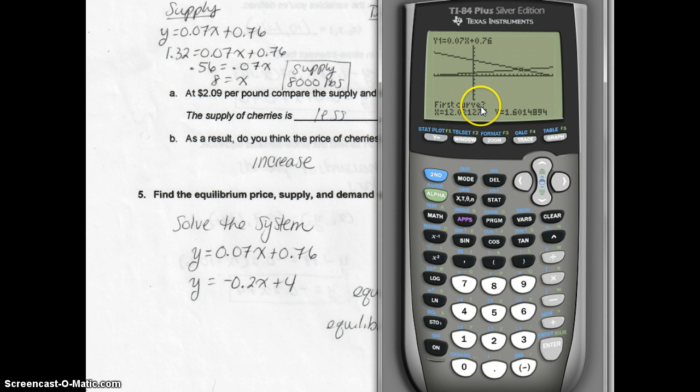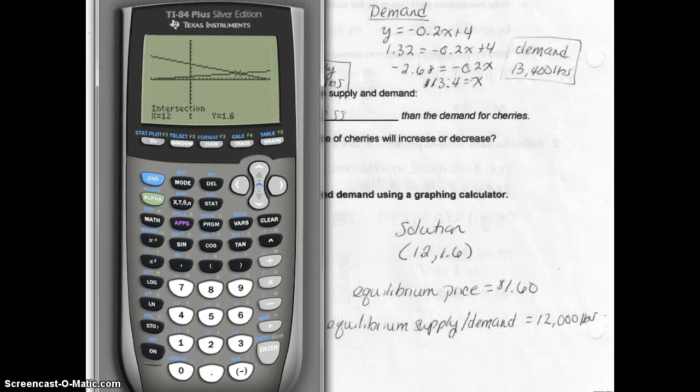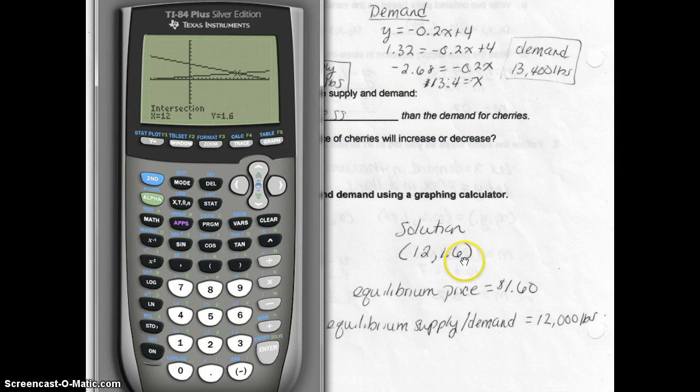Notice it's asking me for the first curve. I'm going to say yes, that's where it is on the first curve. Press enter. Now it's asking me for the second curve. Doesn't look like my cursor moved at all, but it is in fact on the other line. But it should still be where I think the intersection is, so I'll say yes, that's where it is. Press enter, and then it'll ask the calculator to guess, and I'll say yes, please guess. And it tells me the intersection point is at when x is 12 and y is 1.6. So it's my solution here, the ordered pair 12, 1.6.